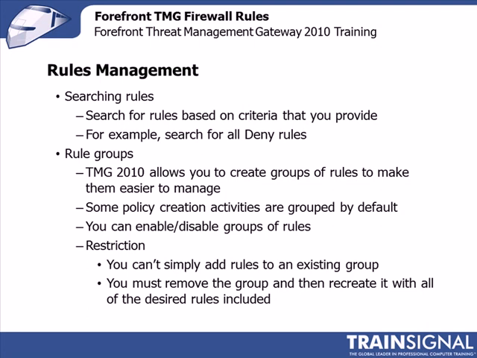You can search rules based on criteria you specify. For example, you can search for all deny rules, and we'll go over and do this in just a second. You can also create rule groups. Threat Management Gateway 2010 allows you to create groups of rules to make them easier to manage. Some policy creation activities are grouped by default. For example, you saw the web access policy rules grouped together. You can enable or disable rules based on their groups. So you can actually disable or enable an entire group all at once.